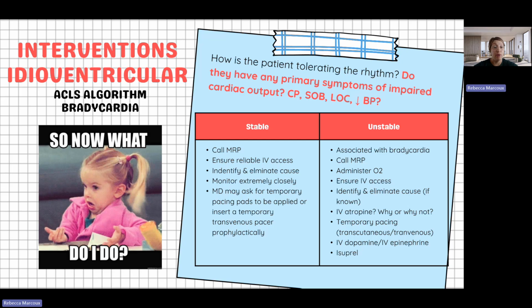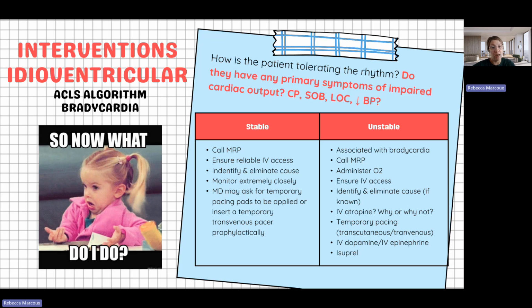If the patient is stable, MD may ask for temporary pacing pads to be applied but not turned on. The MD might insert a temporary transvenous pacemaker just in case. But generally, I have seen patients in this rhythm that are quite stable, but they always have the potential to be extremely unstable. And this rhythm is never something we're going to leave a patient in for prolonged periods of time. If the patient's stable, we still need to work to figure out what's causing this and work for a long-term solution, because patients cannot be in this rhythm permanently.